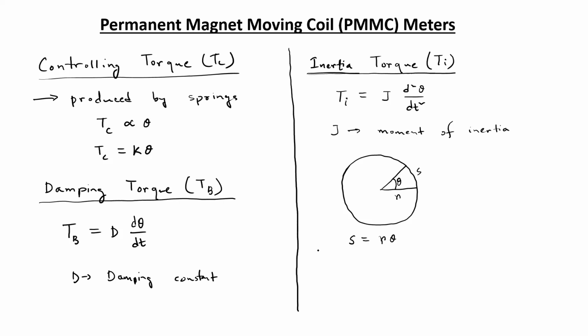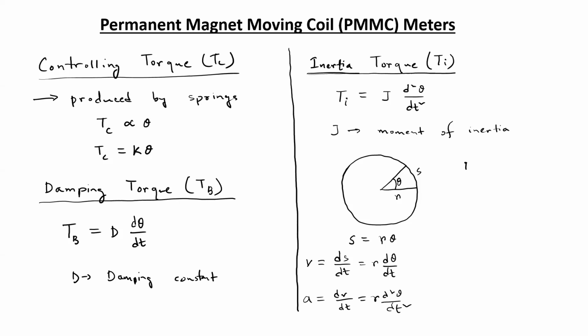So if that is the arc distance, then the velocity of this movement can be considered as the derivative of s, which will eventually give us r into d theta by dt, and the angular acceleration then can be termed as the derivative of the velocity, which is r d square theta by dt square.